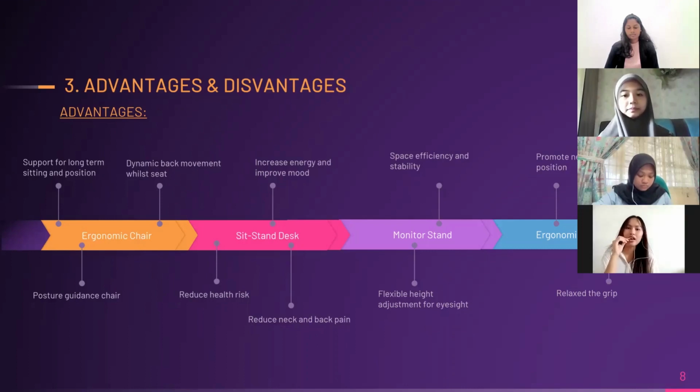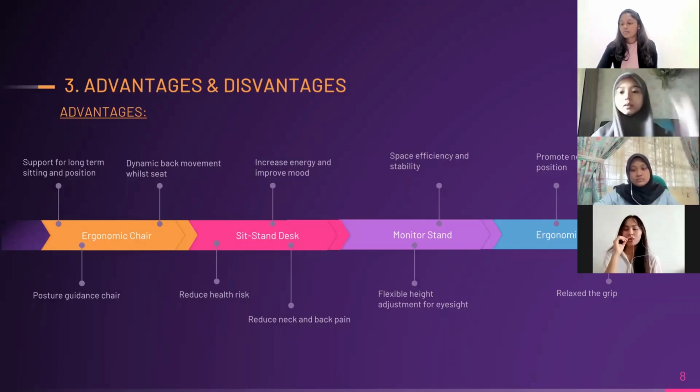The third advantage of the ergonomic chair is dynamic back movement while sitting. The backrest can be slightly swiveled to allow the user to move freely and also to tilt backward, which is suitable for a napping posture. The second workstation design is the sit-stand desk.